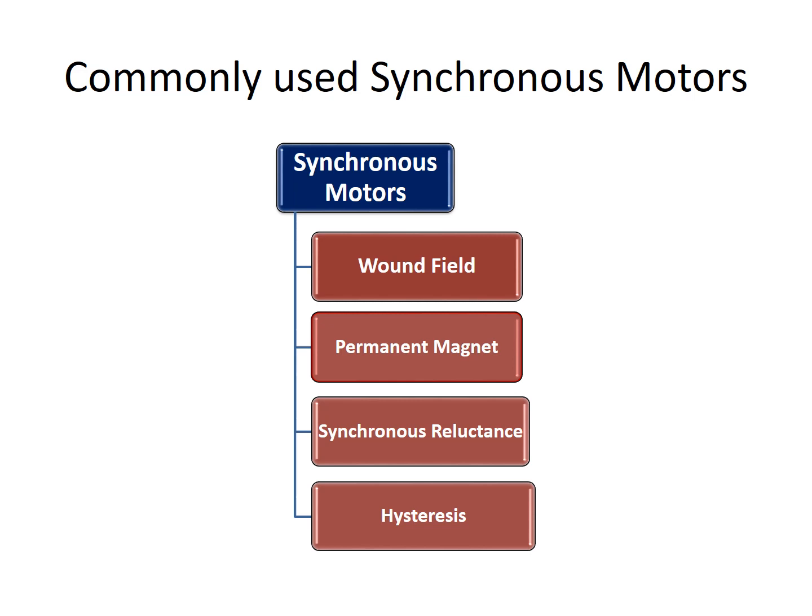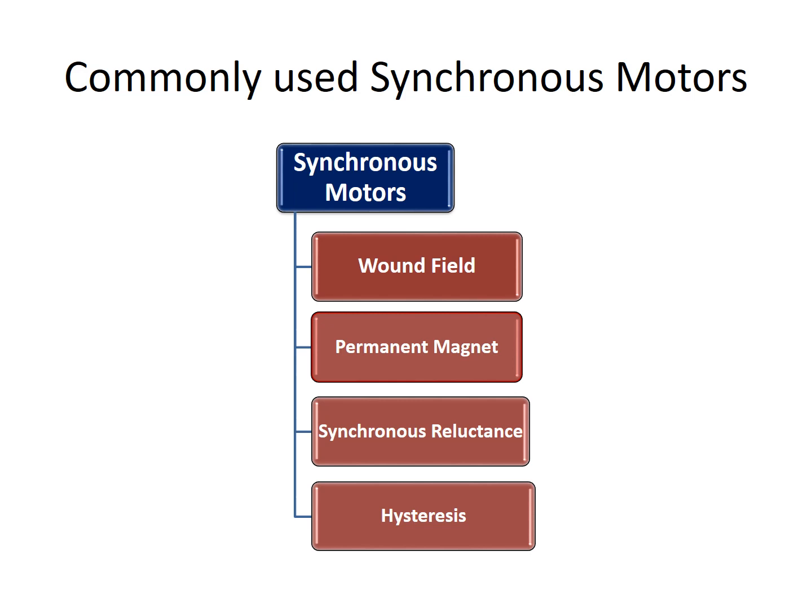As you all know, synchronous motors are doubly excited machines. That means we give three-phase supply to the stator and DC supply to the rotor, which provides the field. The commonly used synchronous motors are wound field synchronous motor, permanent magnet synchronous motor, synchronous reluctance motor, and hysteresis motor. We will be discussing more on wound field synchronous motor, which has a DC field winding which is supplied from a DC source through slip rings and brushes.